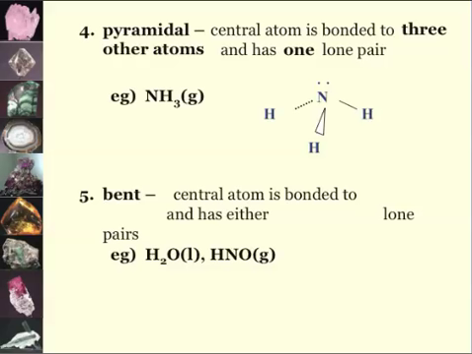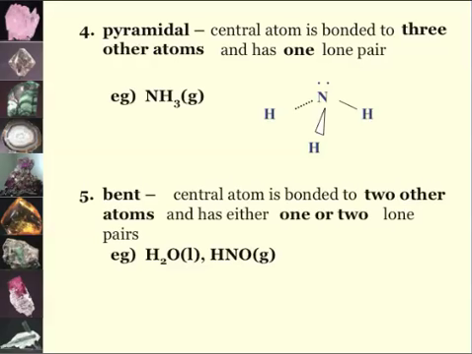And then we also have a bent, which is where the central atom is bonded to 2 other atoms and has either 1 or 2 lone pairs. And water is an example of that. Okay, and that's how we show those particular shapes.